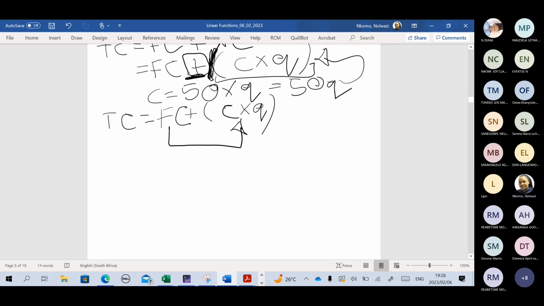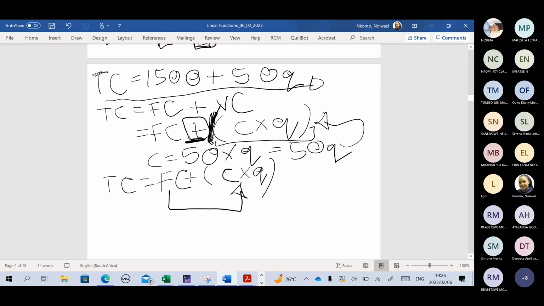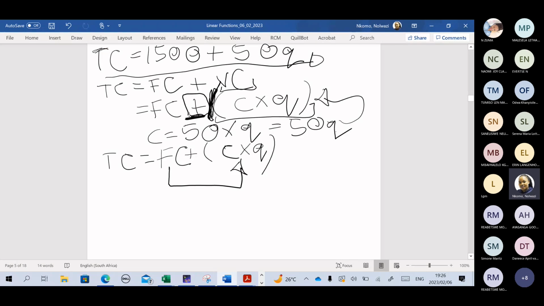Ma'am? Yes? I'm a bit confused here. You said total cost is equal to fixed cost plus variable cost. Yes. And then the variable cost is the price times quantity. No, it's the cost times quantity. Remember, I did emphasize that you shouldn't confuse P and C. This one is the amount that you use to produce one product, each unit. In this case, we said we are selling shoes. So this C is the amount you will use to produce each pair. And this P is the amount that you'll use to sell each pair of shoes.